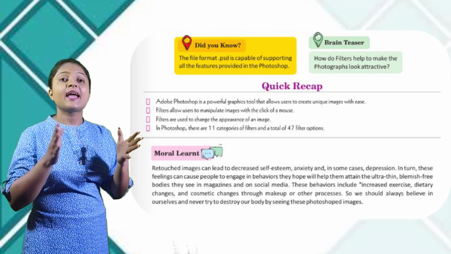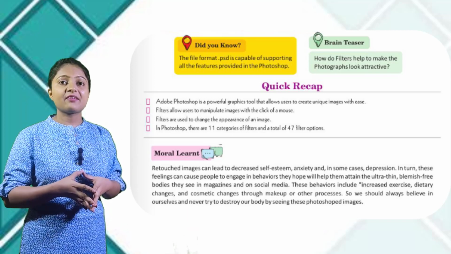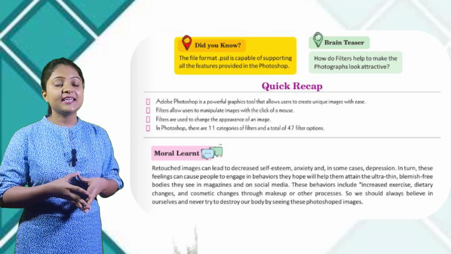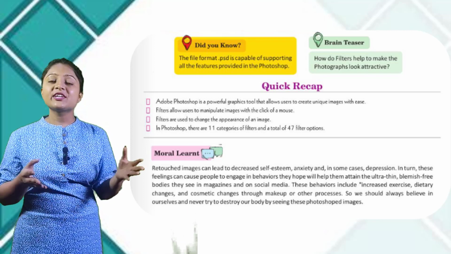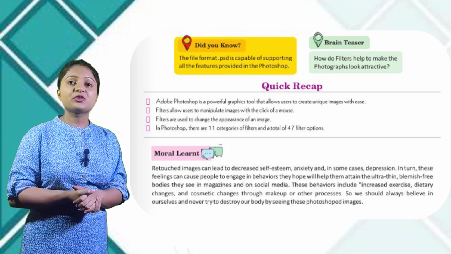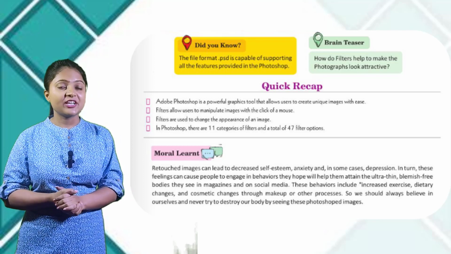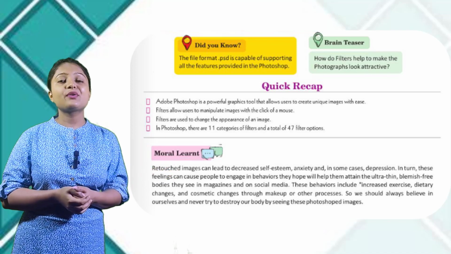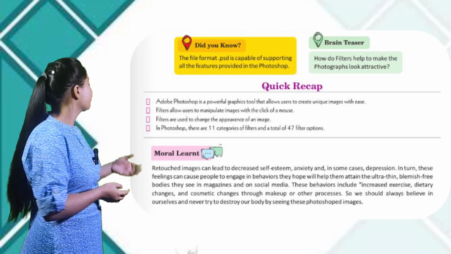Quick recap. Adobe Photoshop is a powerful graphics tool that allows users to create unique images with ease. Filters allow users to manipulate images with the click of a mouse. Filters are used to change the appearance of an image. In Photoshop, there are 11 categories of filters and a total of 47 filter options.